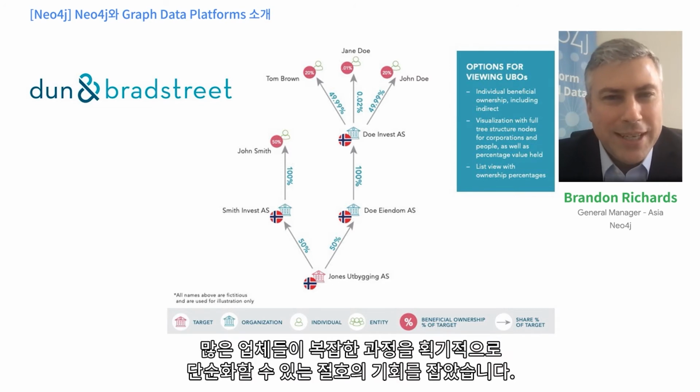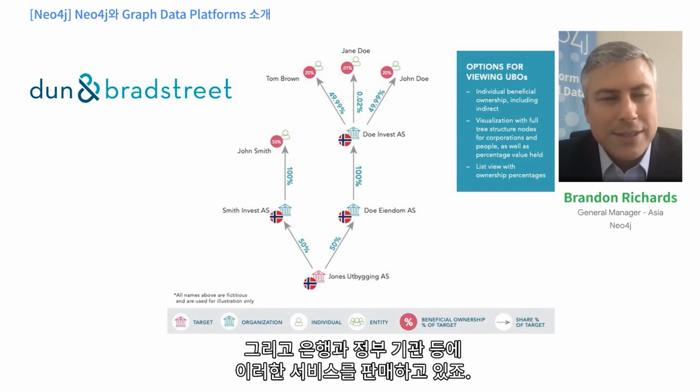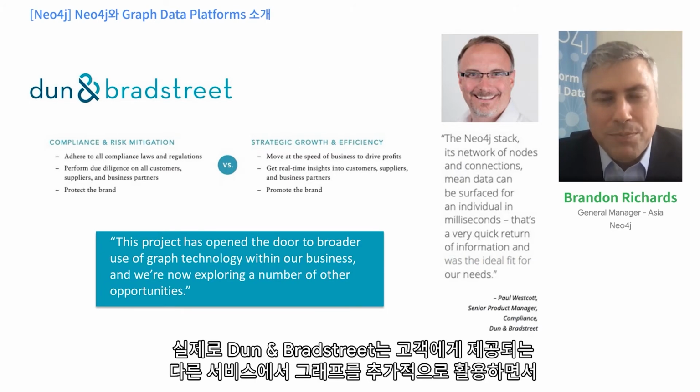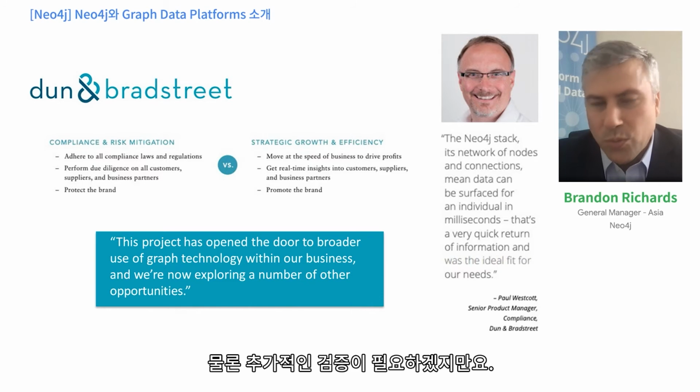Now, this has almost taken on a new industry in and of itself, of companies who are jumping on this opportunity to drastically simplify the complexity, such as Dun & Bradstreet, Equifax, and others. They're offering services to understand things like who is the ultimate beneficial owner. And then they sell these services to banks and governments and others. In fact, Dun & Bradstreet are seeing a tremendous opportunity in leveraging graphs further with other offerings to their customers. So we see this as more validation.